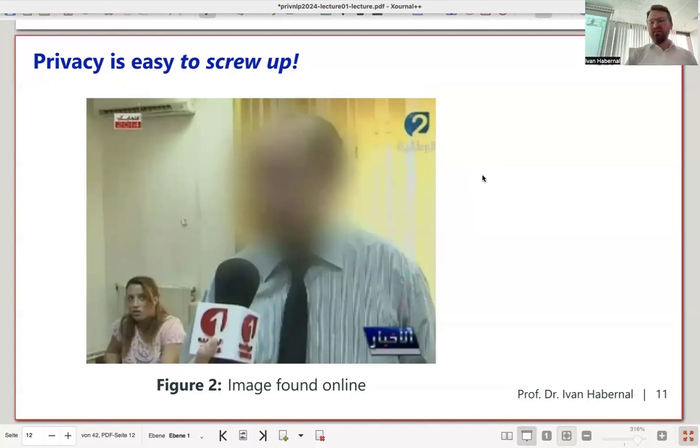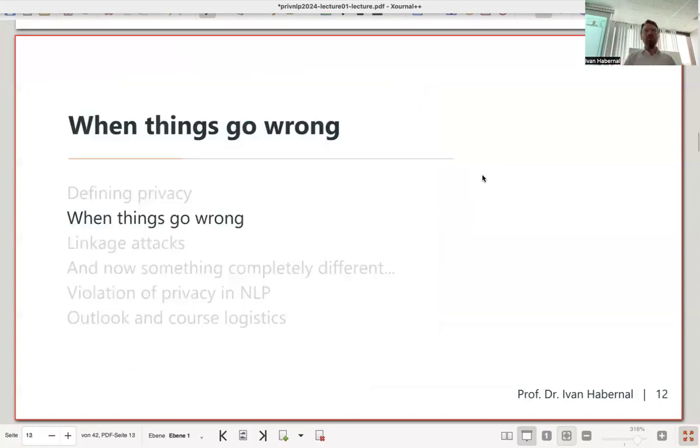Okay, but as we will see, it's when things go wrong. So we don't know what privacy is. We had a couple of definitions, but now let's take the other perspective and show a couple of examples of when privacy actually goes wrong. So we will see, oh yeah, I know what privacy is when I lose it.